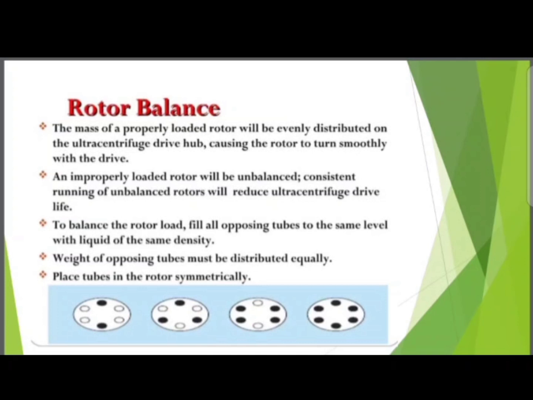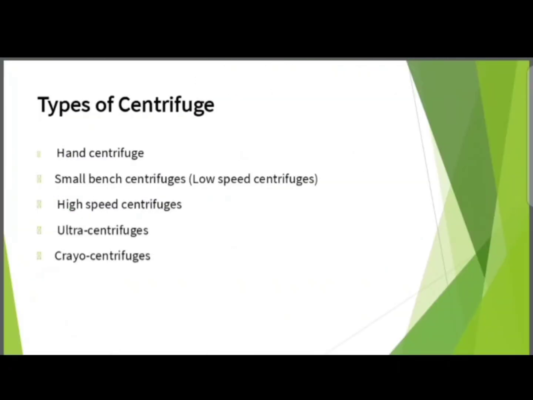First of all, we will put an improperly loaded rotor. To balance the loaded rotor, fill all opposing tubes to the same level with liquid of the same density. Then the weight of the opposing tubes must be distributed equally, and at the last, place the tubes in the rotor symmetrically.